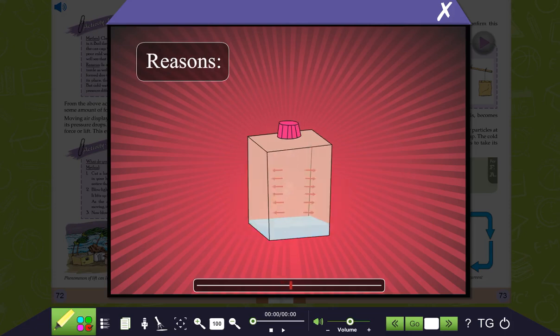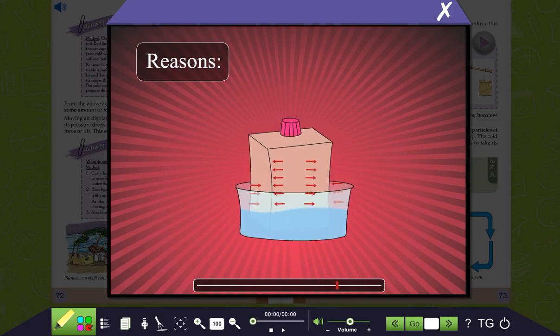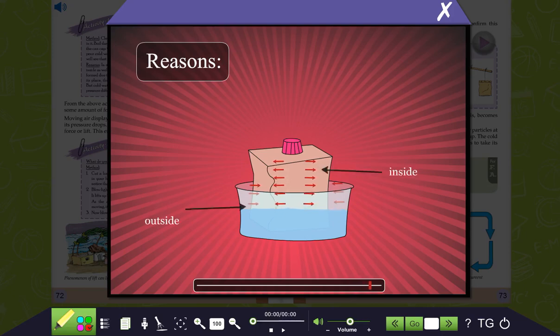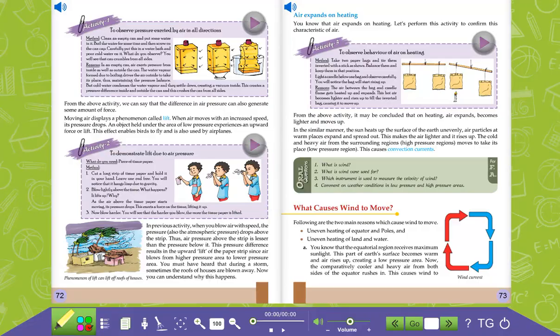Reasons. In an empty can, air exerts pressure from inside as well as outside the can. The water vapor formed due to boiling drives the air outside to take its place, thus maintaining the pressure balance. But cold water condenses the water vapor and it settles down, creating a vacuum inside. This creates a pressure difference inside and outside the can, and this crushes the can from all sides.